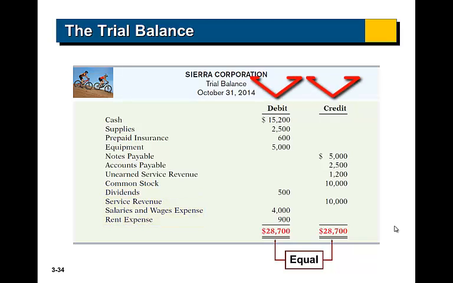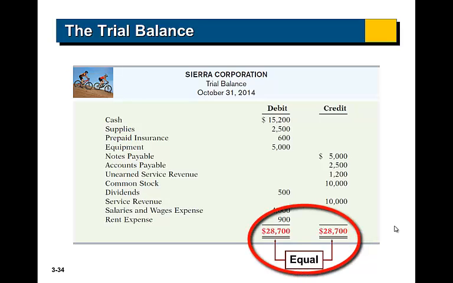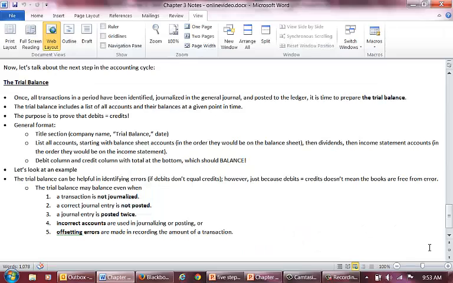You have a debit column and a credit column. If the balance is a debit balance, then it is listed in the debit column. If the balance is a credit balance, then it is listed in the credit column. These balances are pulled from the ledger. The total debits should equal the total credits. If they don't, then something is wrong. If they do, then we have some assurance that we journalized and posted correctly.